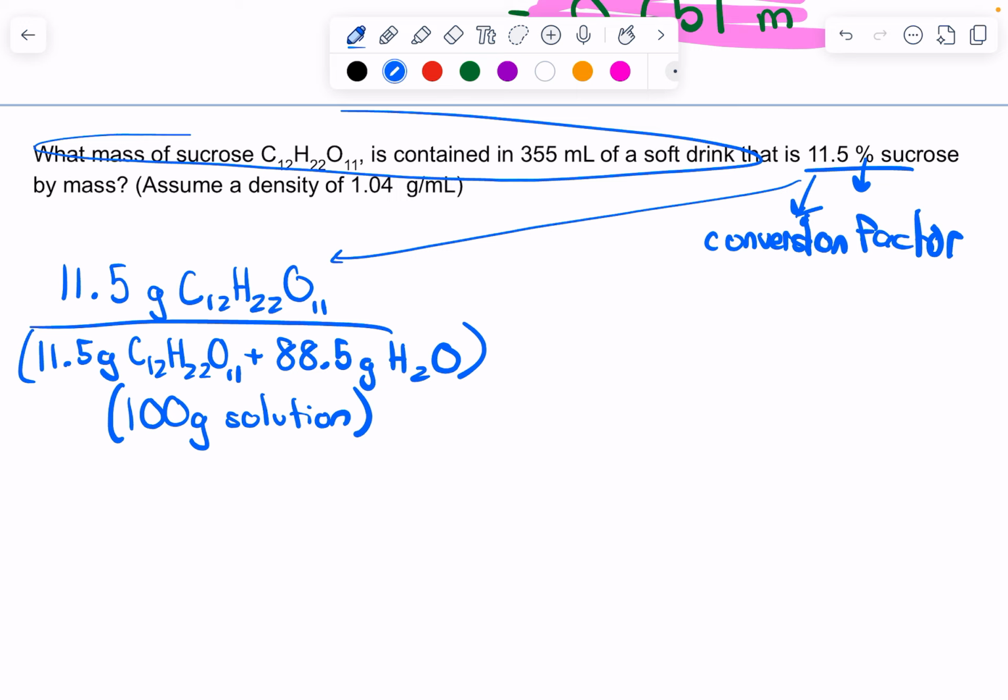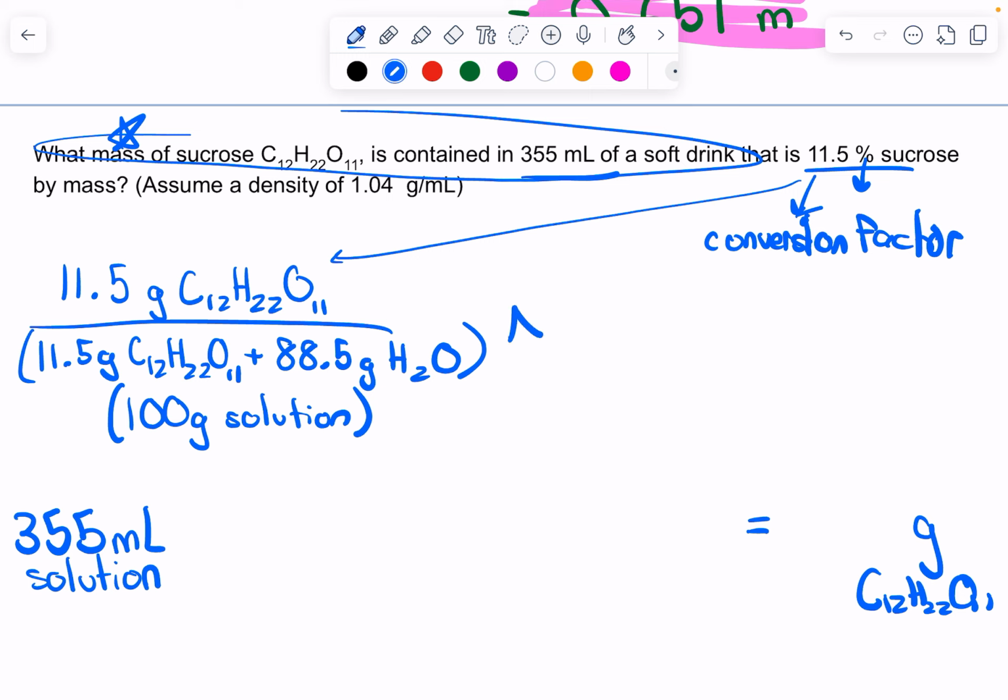All right. What mass of sucrose, so grams is what we're trying to get to, is contained in 355 mils, so that's what we're starting with, of the solution. Now, it doesn't really specify this. It says of a soft drink. That's the solution. We're talking about the sucrose in water. Okay, so we need to figure out, how do I get from mils of solution to grams of sucrose?